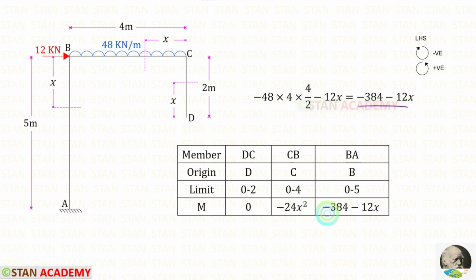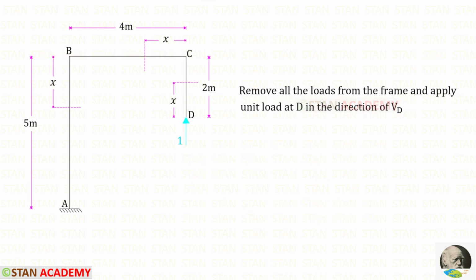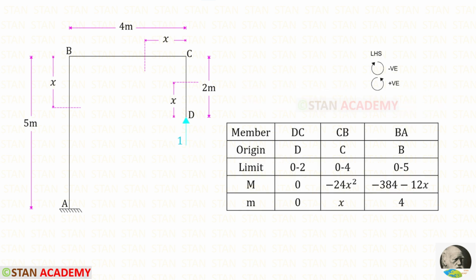Let us apply this. Now we are going to find the moment small m. We need to remove all of the loads from the frame, and we have to apply a unit load at D in the direction of VD. Let us find the moment in DC. Up to this section, we have the unit load, but for this load there is no perpendicular distance, so the moment will be 0.